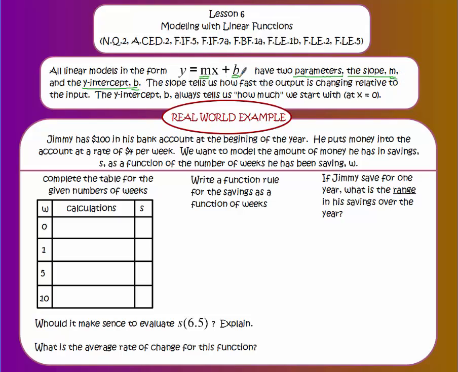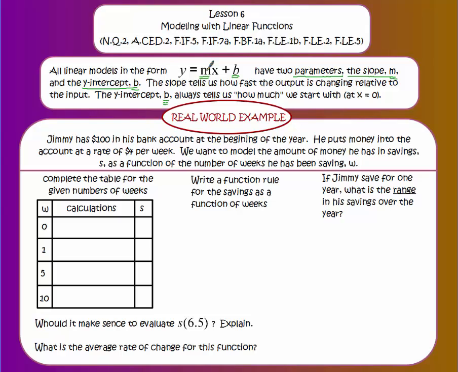The slope tells us how fast the output is changing relative to the input, and the y-intercept is telling us how much we start with, in other words, when x equals 0. This is where our line will cross the y-axis. So this value is always a starting point, and the m is how the output is changing relative to the input.